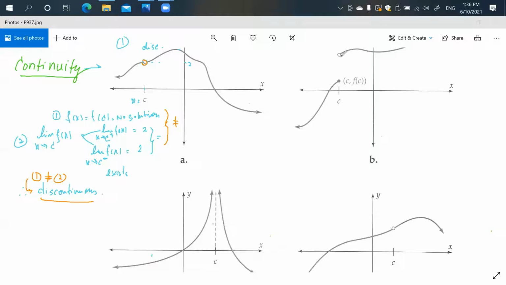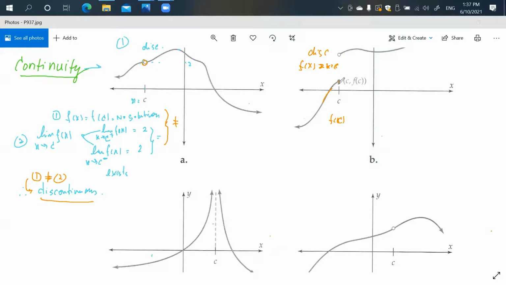In this case, is this discontinuous or continuous at x equal to c here? Of course, this is discontinuous, because you have to lift your pen. When you approach closer to this point, you want to come to this function, you have to lift your pen or pencil and just jump to this point. So this is discontinuous at x equal to c.